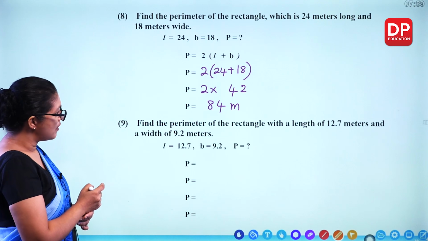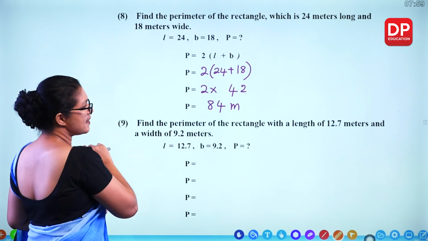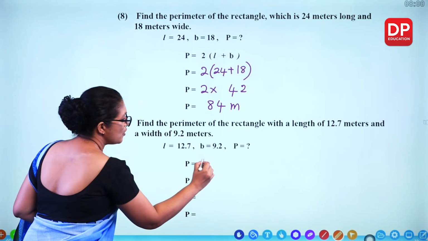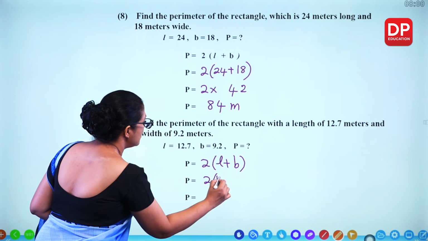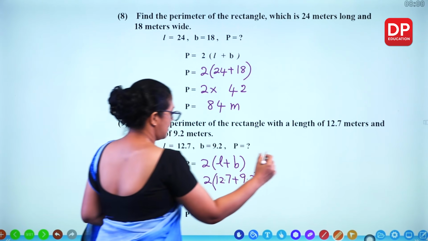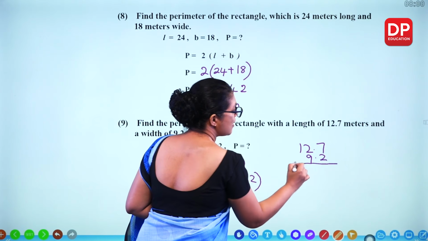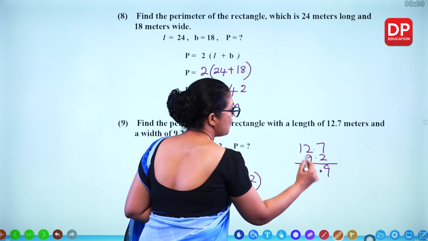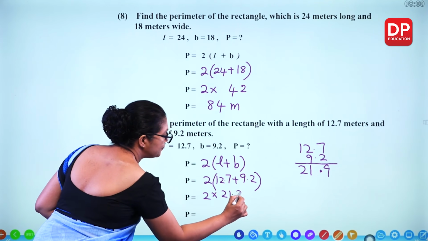Look at this one. Find the perimeter of the rectangle with a length of 12.7. L is 12.7, and a width of 9.2. So what's the formula? 2 times L plus B. 2 times, 12.7 and 9.2. Just add the decimal values. It's easy to write in a column and add. 7 plus 2, 9. 9 plus 2, 11. So 21.9. So 2 times 21.9.